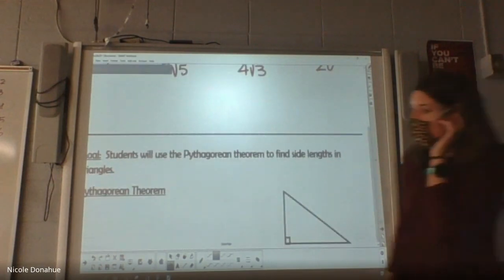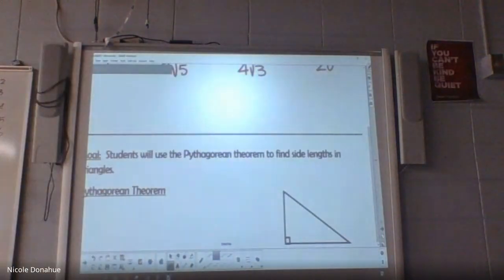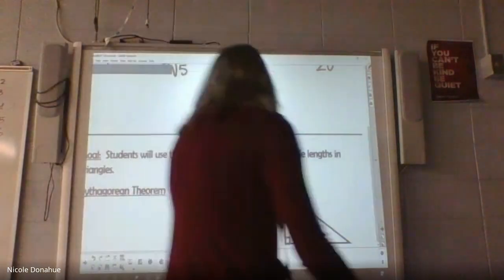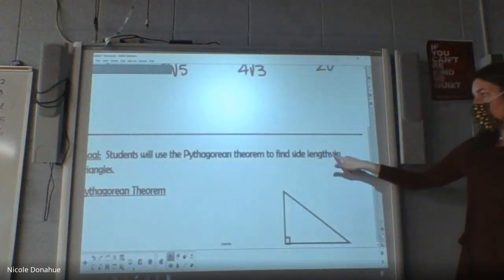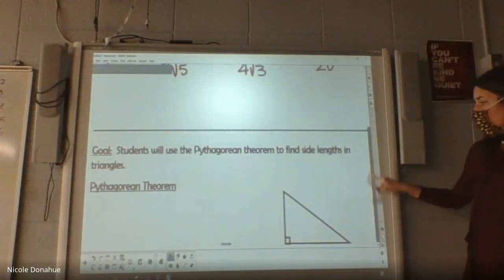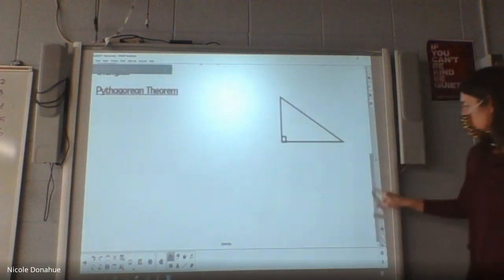So we've talked about the Pythagorean theorem before. We actually talked about it a little bit the last couple of sections or chapters. But now we're really going to get into it a little bit deeper, using it in a lot of different ways.